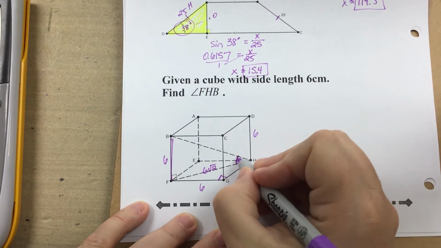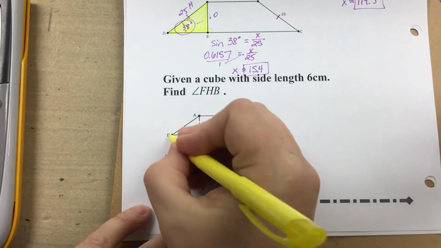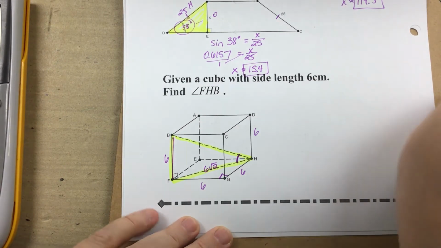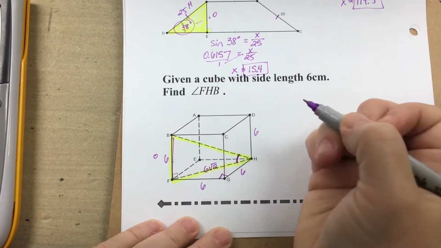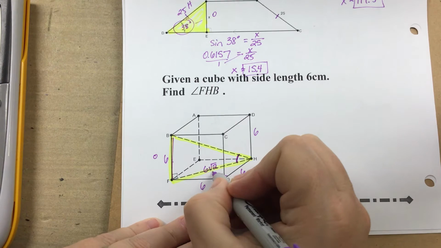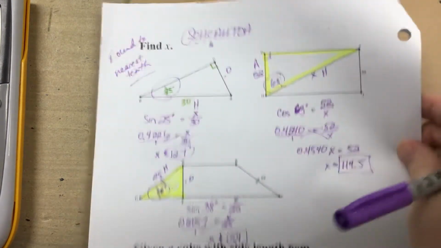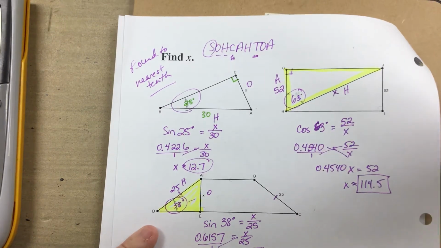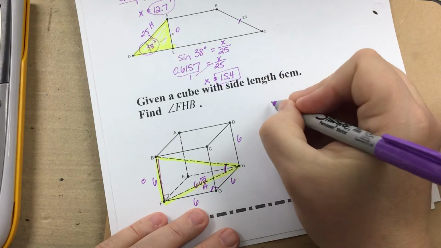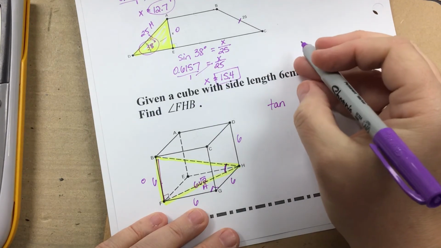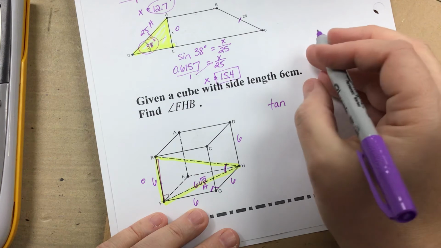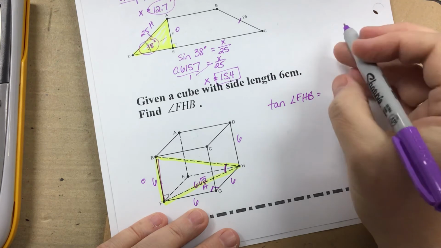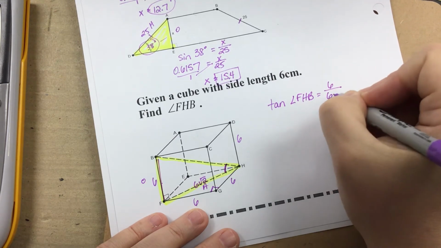So if we want to find this angle, and if you're not sure, this is the highlighted right triangle we have. So again, the 6 over here would be the opposite, and the 6 root 2 would be the adjacent. So if I go back to SOHCAHTOA and think which trig ratio uses opposite and adjacent, it's going to be T for tangent. So we're going to say the tangent, and I don't know what the degree is. So the tangent of angle FHB equals the opposite, which is 6, over the adjacent, which is 6 root 2.